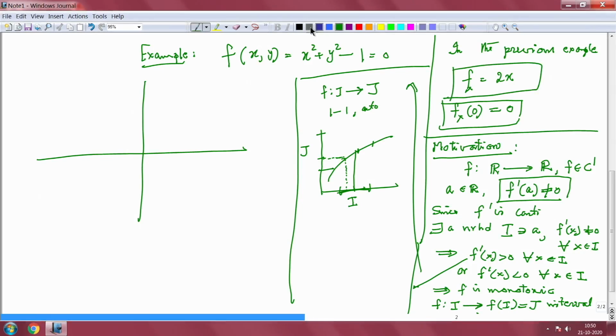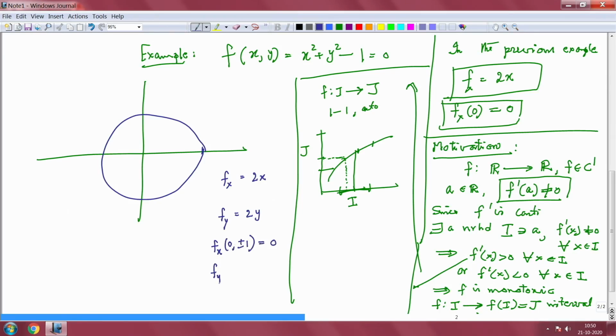Okay. Now, let us come back to this equation. This is nothing but the equation of the circle. Look at its derivatives, f x and f y. f x is 2x and f y is 2y, and the troubling points you can immediately see: if you take (0, plus or minus 1), f x is equal to 0, and if you take (plus or minus 1, 0), f y is also equal to 0. So these are the 4 points. Let me mark them with red color.